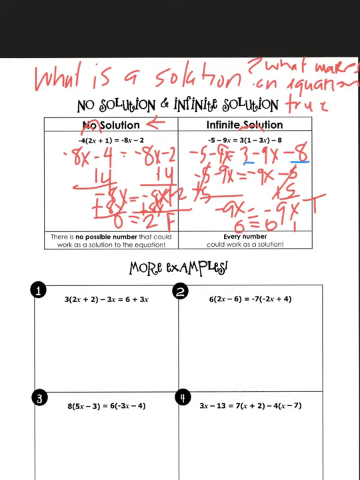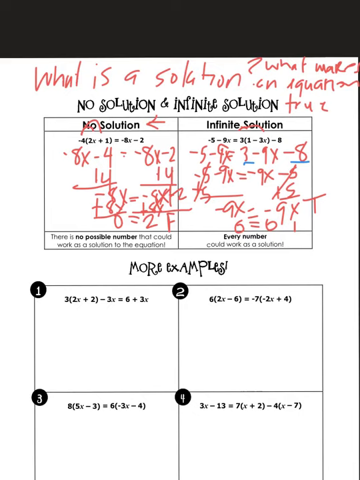If you're solving an equation and you get left with nothing but 0 equals 0, or negative 9x equals negative 9x, if you get left with the same thing on both sides, which means if you continue to solve, it's going to be 0 equals 0, then this is infinite solutions.